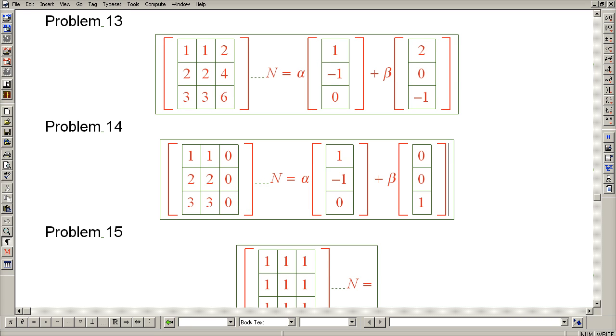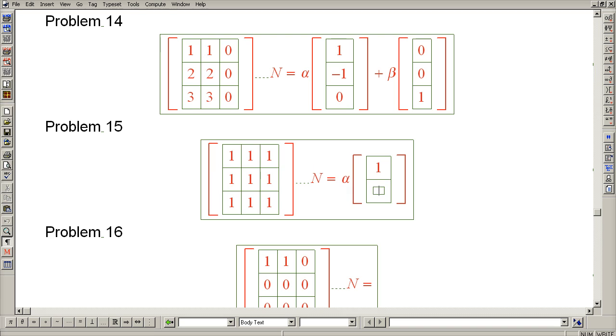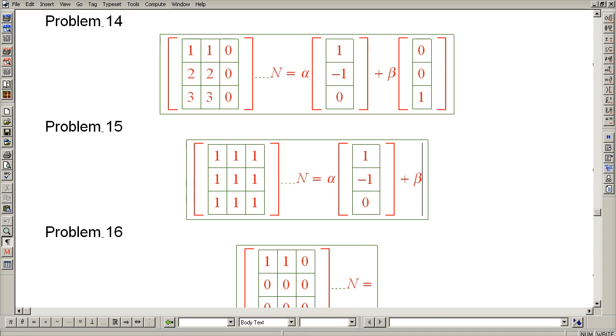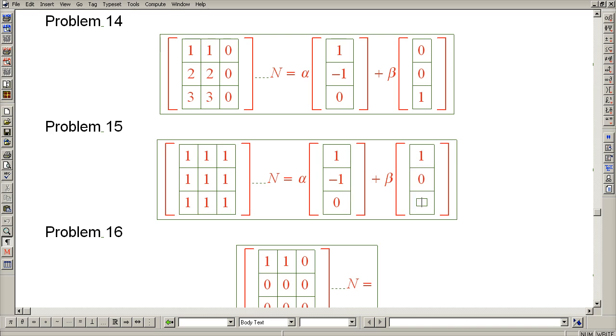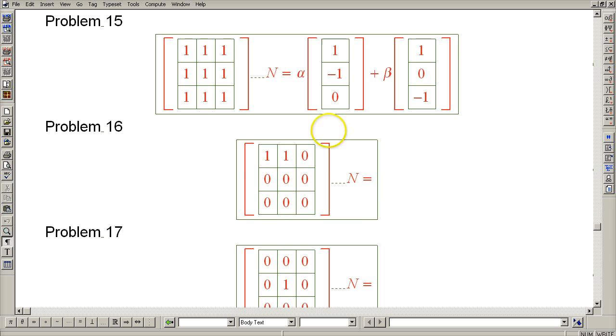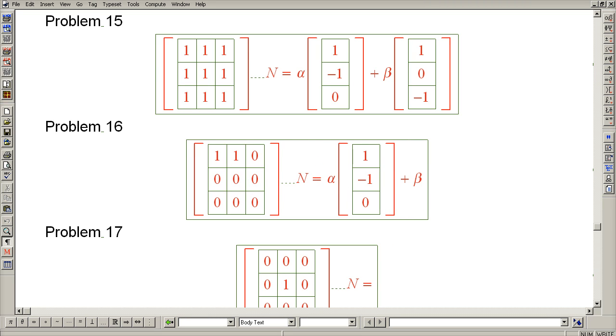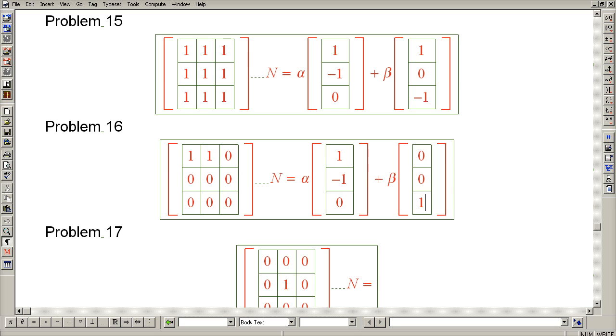Problem 15. In this problem, all of the columns are the same. We're already familiar with this situation, and we know that the null space is 1, negative 1, 0, and 1, 0, negative 1. Problem 16. In problem 16, the first two columns are equal, which means that we can copy the corresponding element from the null space from problem 15. And the last column consists of all zeros. It is the zero column. Therefore, the corresponding element of the null space is 0, 0, 1.